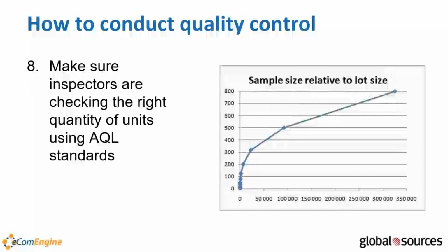You can use an online AQL calculator to find the correct sample size based on your order quantity and your quality expectations. Just go to Google and search for AQL calculator. So to summarize, there are a number of steps you can take to minimize potential quality issues. And the most important things that you can do are improve communication with your supplier and provide them with very detailed product specifications.